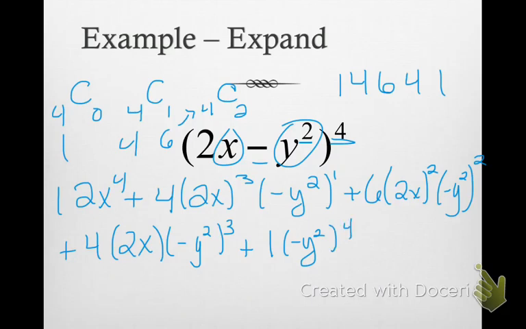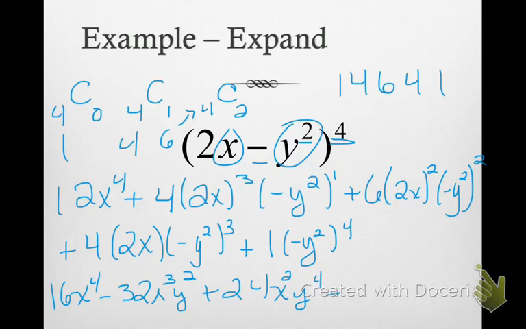You might want to pause it and work out what these are on your own. I'm going to write out the finished expansion. We have 16 x to the 4th minus 32 x cubed y squared plus 24 x squared y to the 4th minus 8x y to the 6th plus y to the 8th. A lot better than trying to distribute, but still not great.